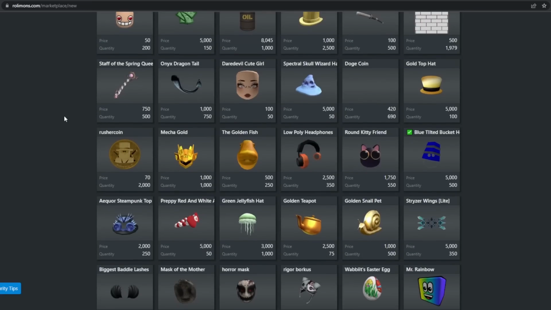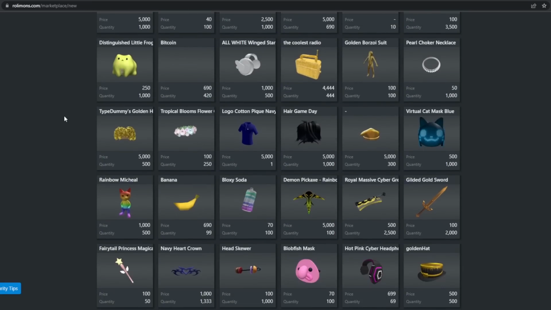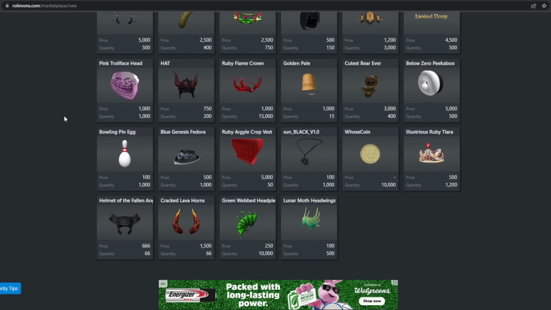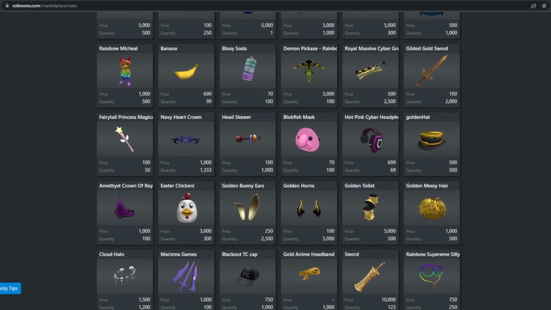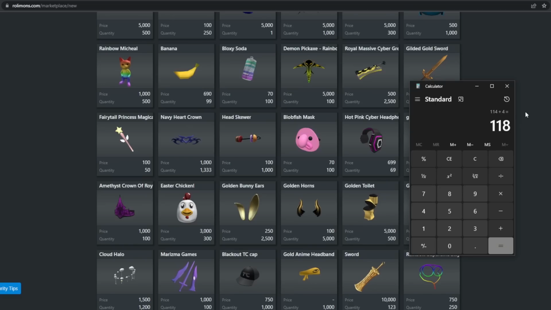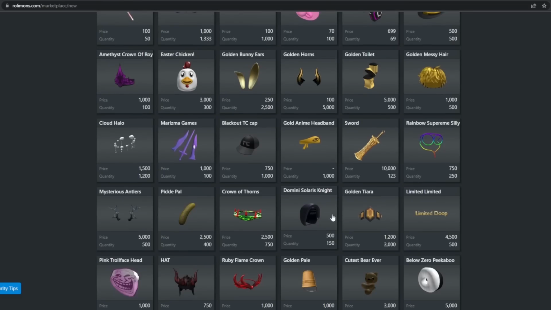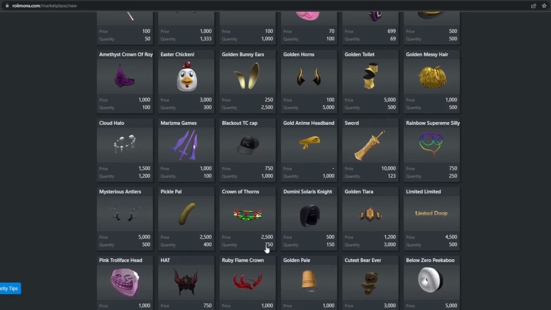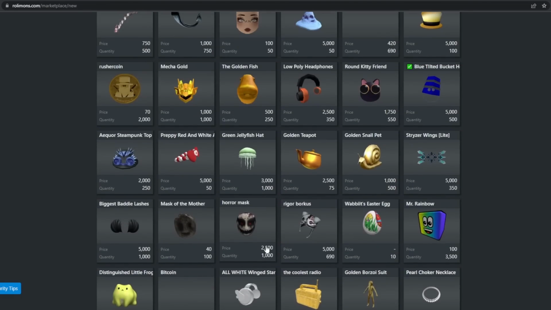I know when UGC Limiteds were leaked, they said that an average of 100 of these could be uploaded per day. And that is exactly what happened. I did the math, and so far 118 of these UGC Limiteds have dropped just on the first day. And it's only been, I think at the time of recording this, only 6 or 7 hours since the UGC Limiteds have been out.